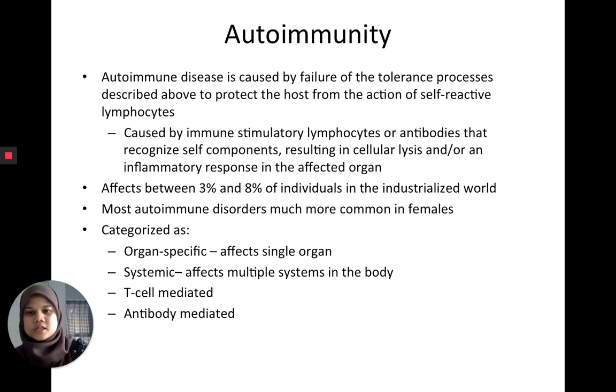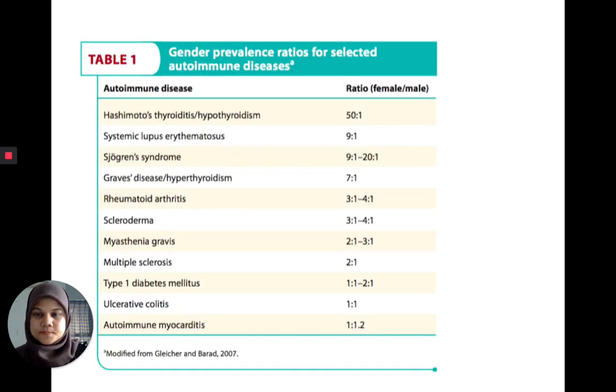So this is actually not too uncommon. About 3 to 8% of people in the industrialized world, high-income countries, I suppose, have some form of autoimmune disease. And what's interesting is it's more common in females. We categorize autoimmune diseases as organ-specific, where they only attack one organ, or systemic, if it affects multiple systems or organs, and whether they're T-cell mediated or antibody mediated.